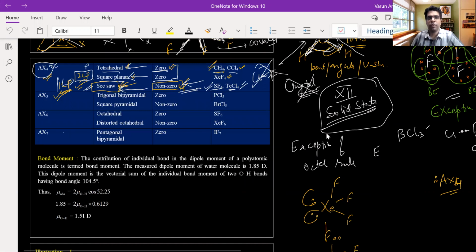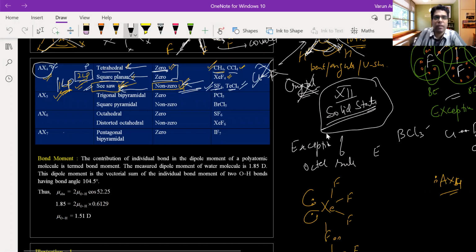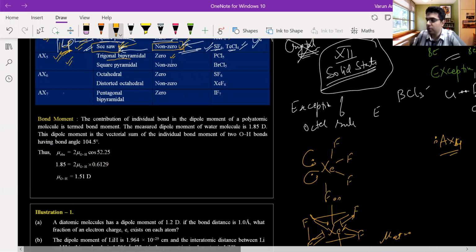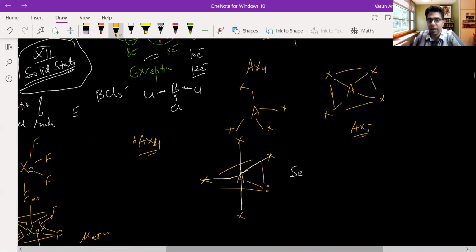So we were discussing the AX5 type of molecule. The regular shape will be trigonal bipyramidal and the dipole moment will be zero. So if the dipole moment is zero, the regular shape of an AX5 type of molecule is trigonal bipyramidal.